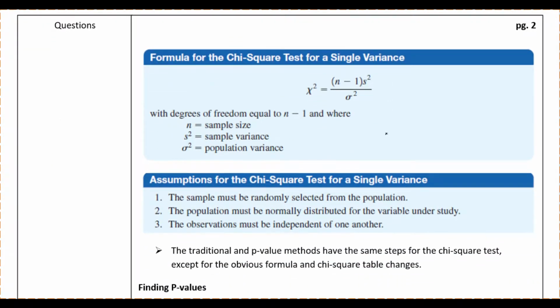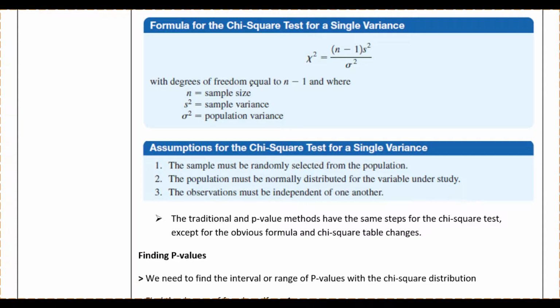All right, next up is the test value for the chi-squared. So this is the formula for the test value. Again, it is important to have a test value formula because we need to compare this to the critical value to determine if we reject or not. Recall that S squared is the sample variance and sigma squared is the population variance.